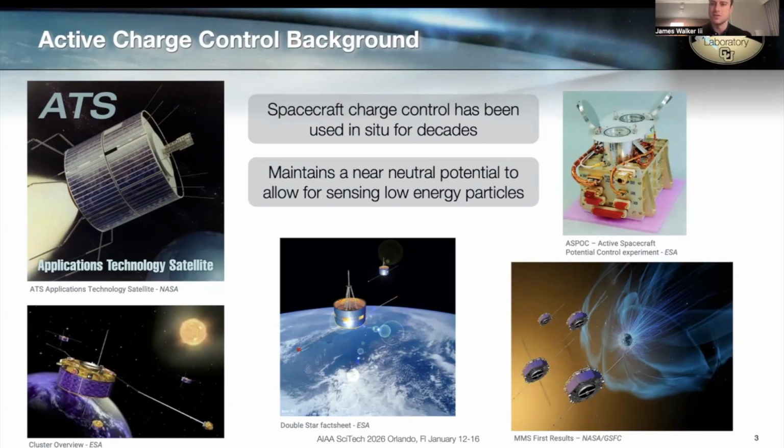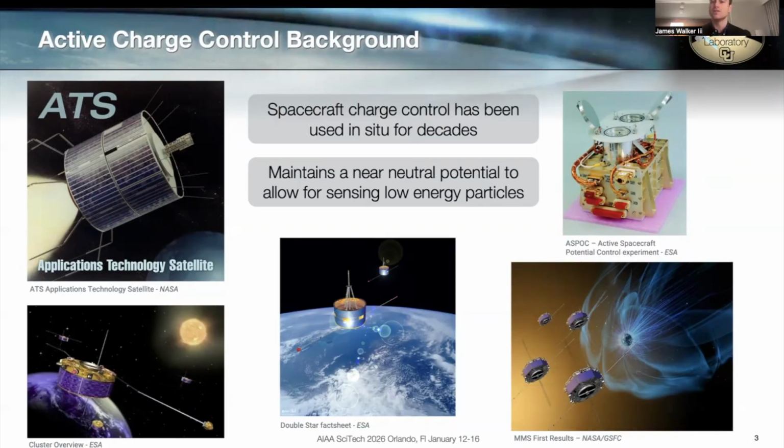So some of the first in situ missions were ATS 5 and 6, but then that work also evolved into the development of instruments that allow spacecraft to relatively accurately control their own potential in positive sunlit regions. And instruments like these have been employed on missions such as Cluster, Double Star, MMS, to name a few, and they've been used relatively extensively.